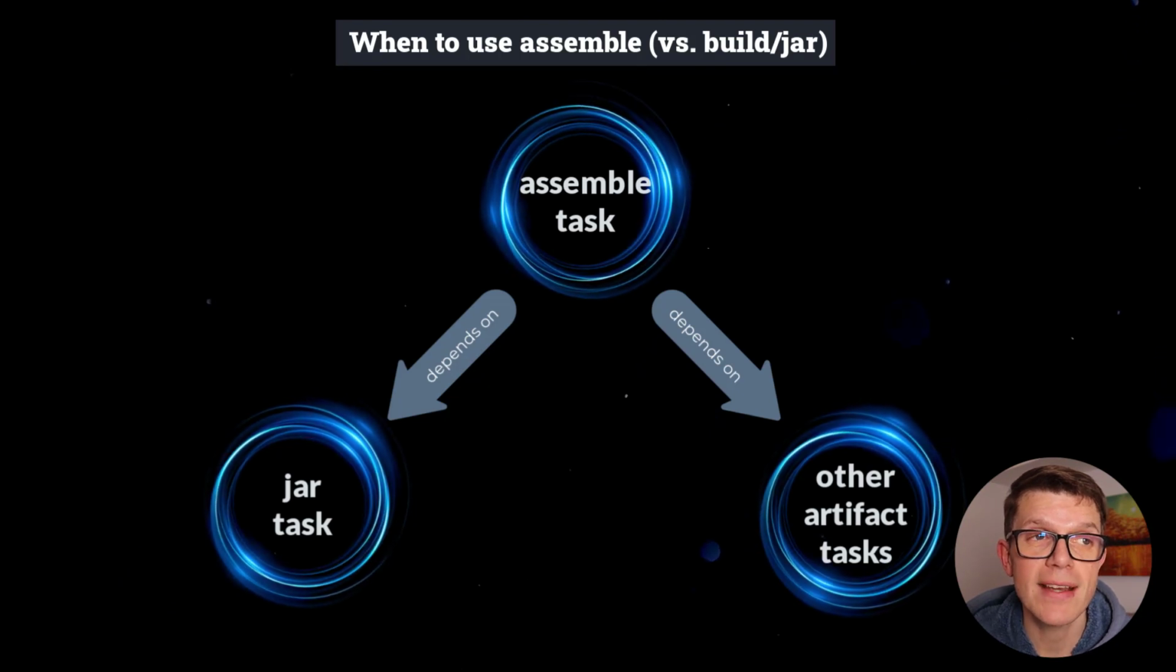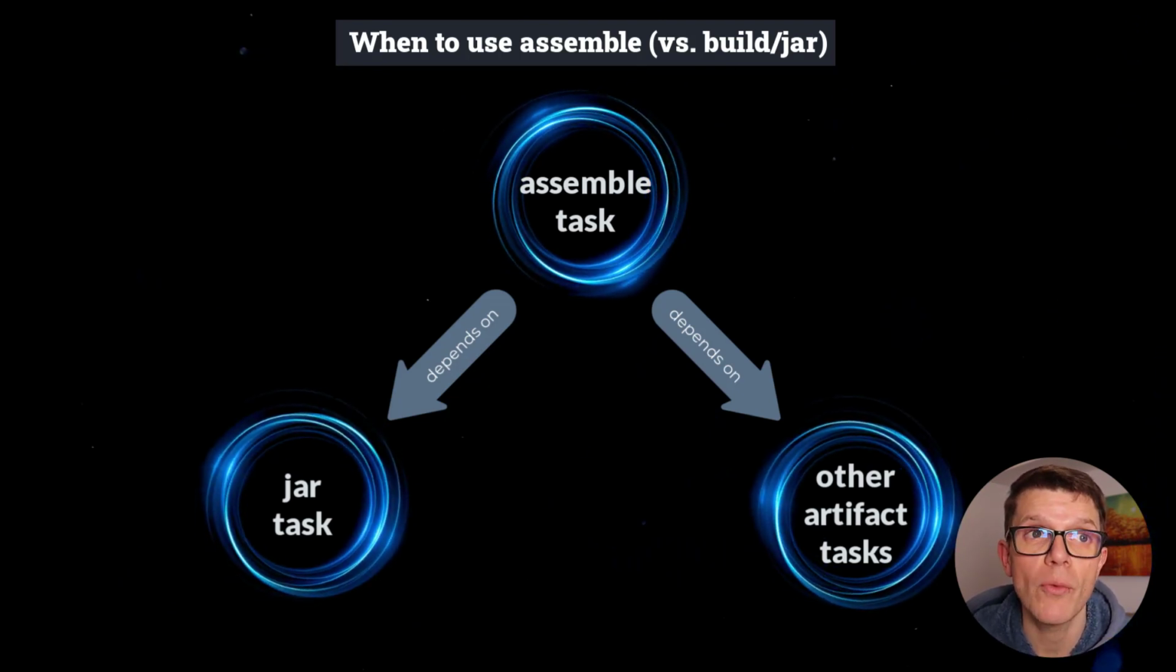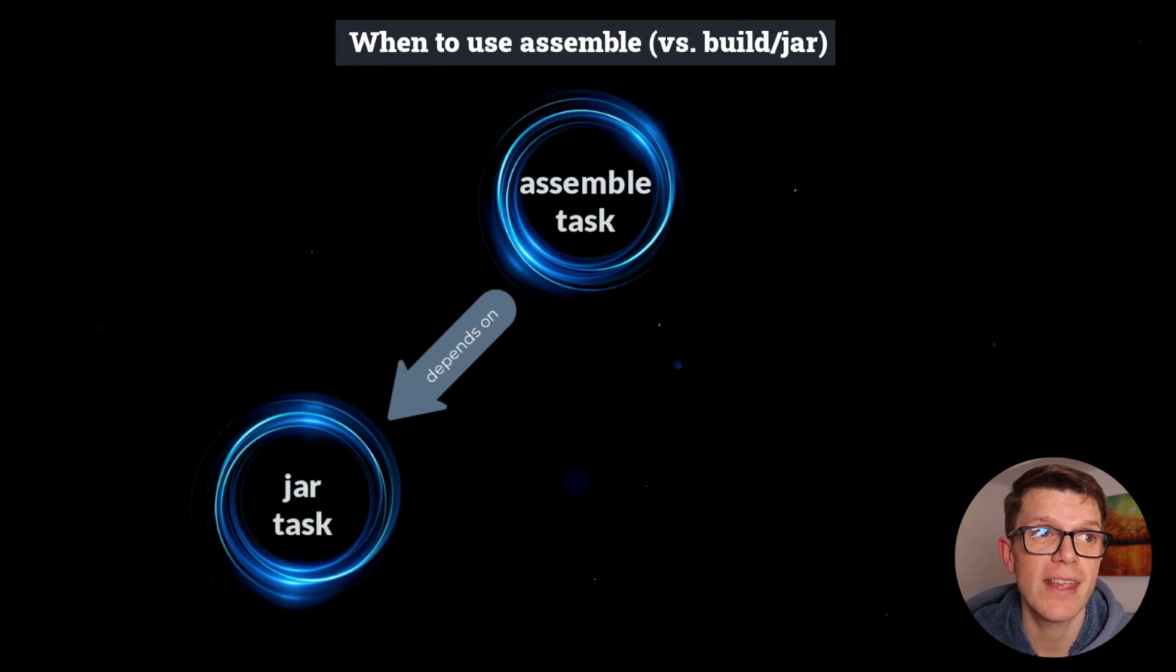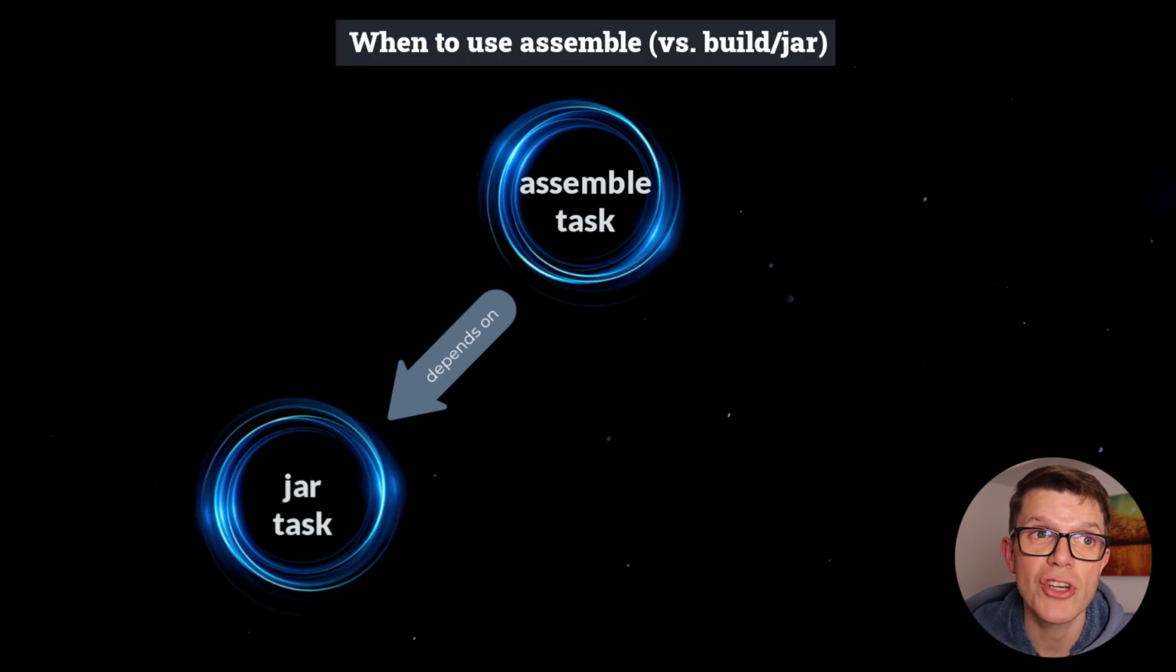Assemble is a superset of all artifact producing tasks and includes jar, which generates your application's jar file. If jar is the only artifact producing task in your project, then assemble and jar are equivalent. But it might be a good idea to start using assemble now in case you add any other artifact producing tasks in the future.